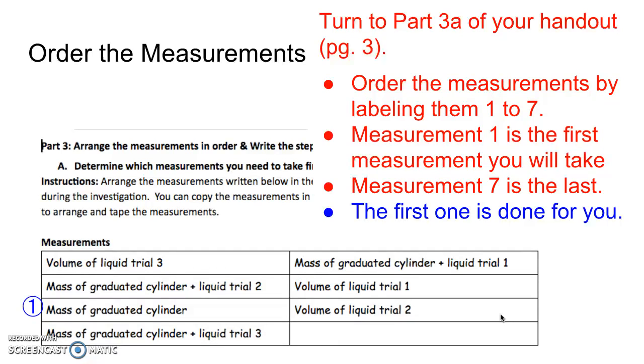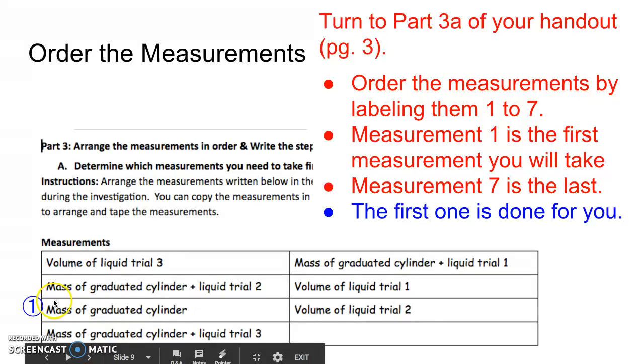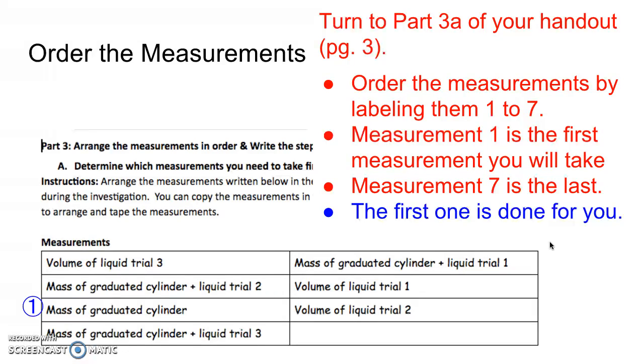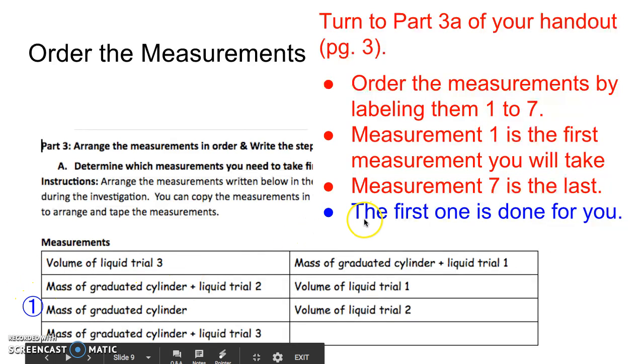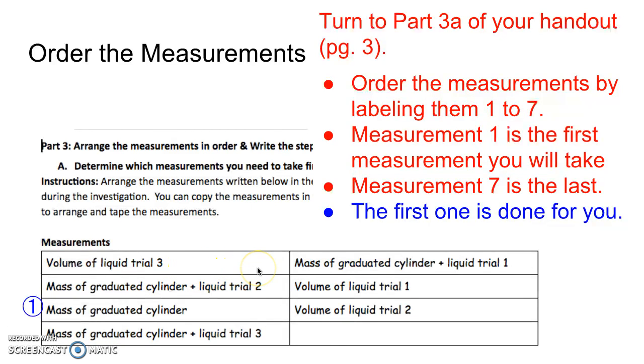So remember, when I demonstrated a little bit of this to you, we noted that the mass of the graduated cylinder is what we would be taking first. So the mass of the empty graduated cylinder before we pour any liquids in it. And so we just labeled that as 1 because that's our first measurement. If you haven't done so, take a moment to order the rest of them first. The first one's already done, but do steps 2 through 7. Remember, 7 being your last step.